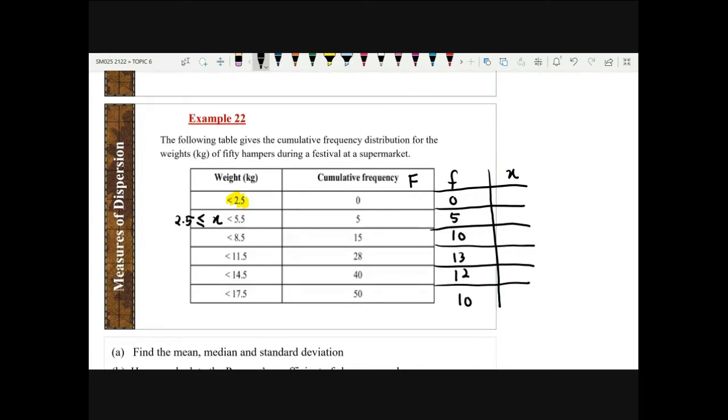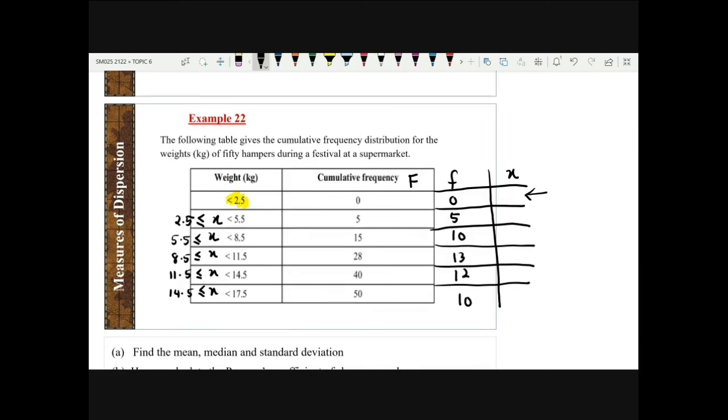Sama juga untuk the next one. It's less than 5.5. So means 5.5 goes to the next interval. Okay. And then dia pergilah 8.5, 11.5, 14.5. That's how you rearrange back our class interval. For the first class, adjust pun tak apa because dia punya frequency is 0. Kalau 0, dia tak termasuk pun dalam data kita. Tak ada dalam calculator pun. Tak perlu isi. So, kita leave it blank pun okay.